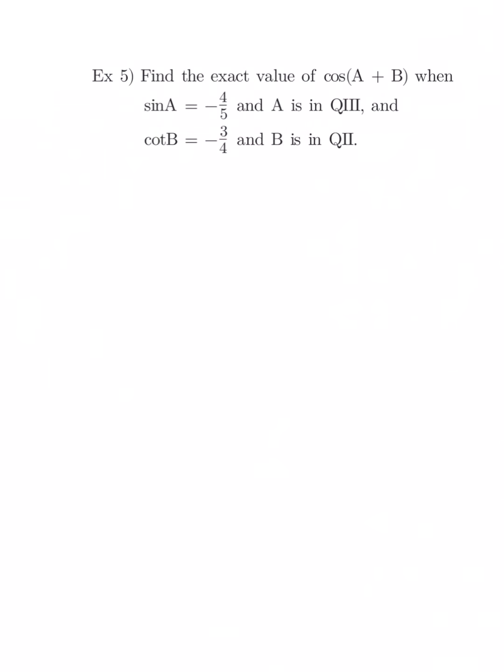On example 5, it says to find the exact value of cosine of A plus B when the sine of A equals -4/5 and angle A is in quadrant 3 and the cotangent of B is -3/4 and angle B is in quadrant 2. I would suggest that you always draw little pictures for yourself just to help you keep organized. The mistake that students make when they don't draw pictures is sign errors.